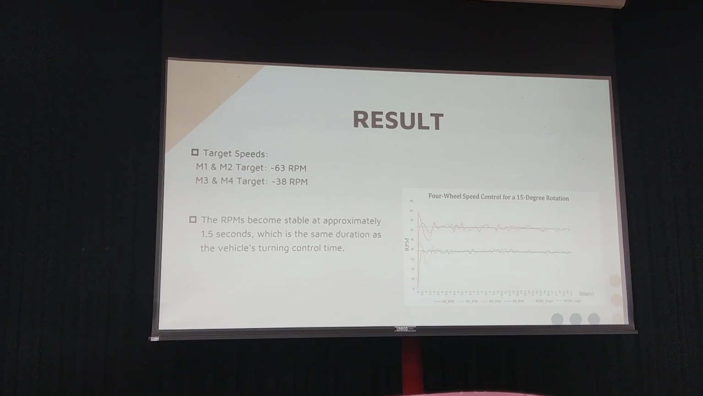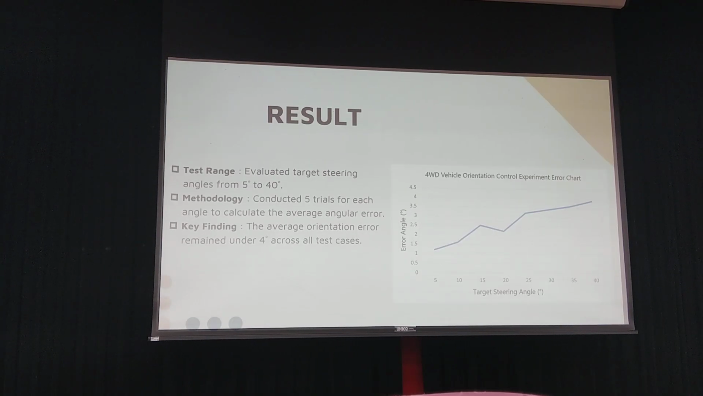To verify our orientation control, we evaluate target steering angles ranging from 5 to 40 degrees. For our methodology, we conduct 5 different trials for each angle to calculate the average angular error. Our key finding was highly successful. Across all test cases, the average orientation error remained strictly under 4 degrees.